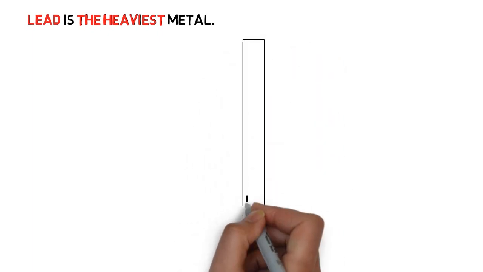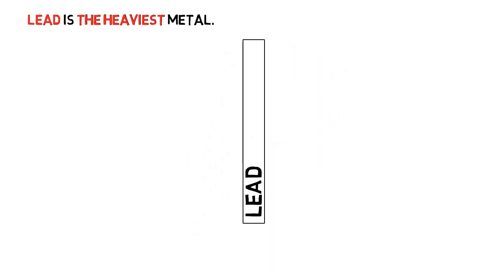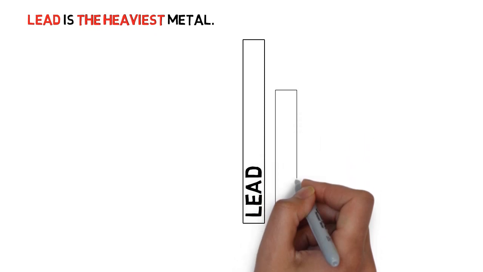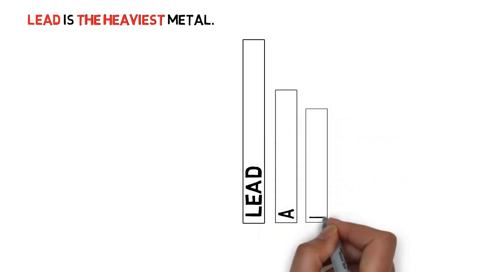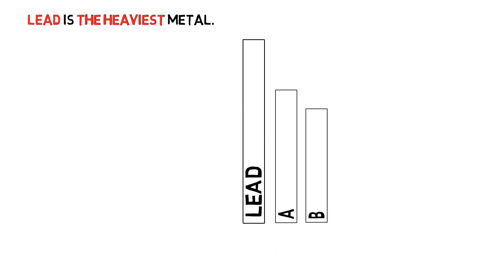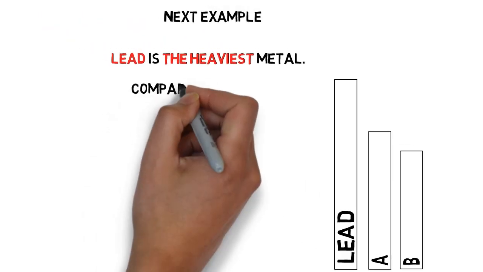Look at the graphical representation. This is lead. These are other metals. Lead against all the other metals. So lead is the heaviest metal. What about the other metals? That we have to write in the positive degree.